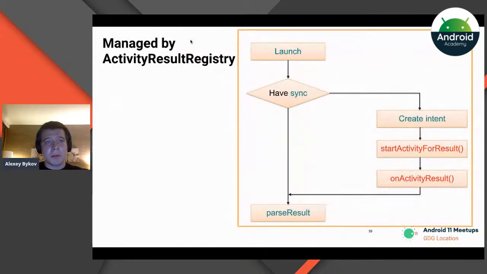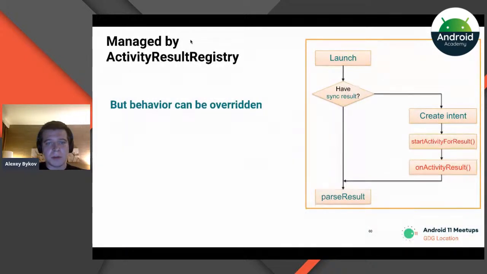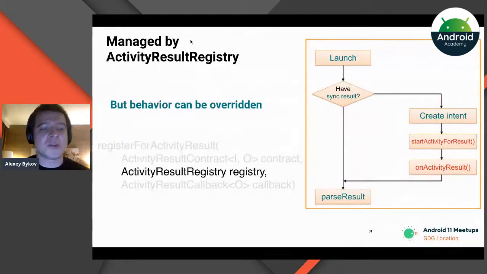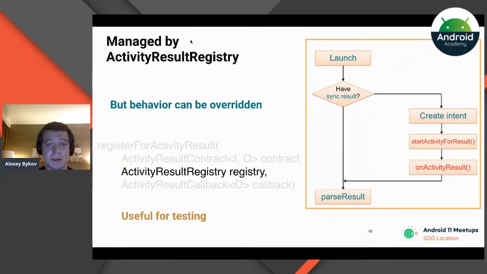Actually, this behavior I described is managed by the ActivityResultRegistry. If we want to override it, for example, we can do that by creating our own abstraction, which should implement ActivityResultRegistry. The registerForActivityResult method is actually overloaded, and we can pass it as a second parameter. A very good question is, why should we do that? For which goals? Actually, for testing, because of that we can very simply test our contracts with mocking data.